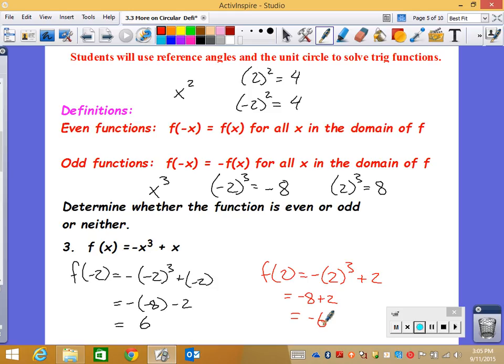Remember when we were talking about x squared and x cubed, we knew that for an odd function, if I plugged in a negative number and a positive number, the numbers were the same, but the signs were different. Same thing in this example, number 3 here. Plugged in a negative 2 and a positive 2, they spit out the same number, but with different signs. Because of that, this tells me this function is odd.